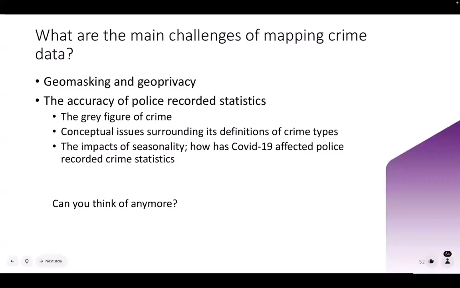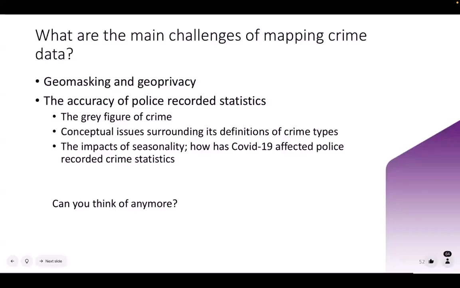So there are a few main challenges of mapping crime data. The main one is geomasking and geo-privacy. And what I mean by this is that police recorded crime provides, as we said, this point information, right, through the use of GIS. But the accuracy of this spatial data is obscured by geomasking. And this is a technique that basically protects the location and privacy of victims.